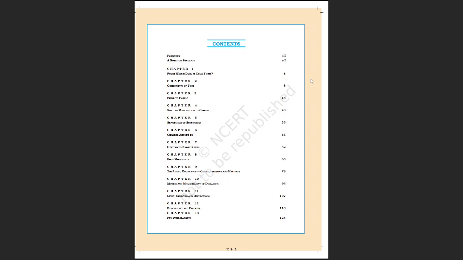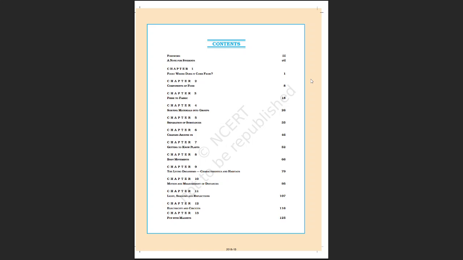Okay, the next chapter 6 is Changes Around Us. In this we will study the changes around us or in our body that take place. For example, if we talk about surroundings, the different plants that grow; if we talk about ourselves, growth of hair, growth of nails. Then the next chapter is Getting to Know Plants.